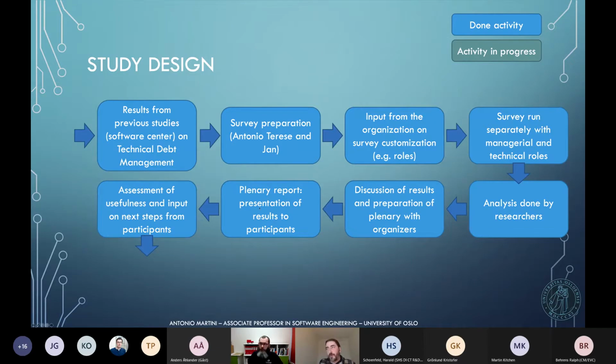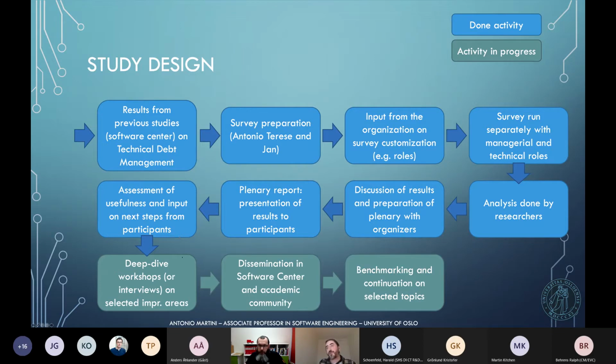We did this plenary report. We had a presentation of the results, and then we tried to assess how useful this information was for the participants, and we planned the next step. We tried to identify the gaps and understand what we should focus on next, the improvement areas. What we're going to do next is deep dive workshops on specific topics, on selected improvement areas, and then we are disseminating in Software Center and so on.